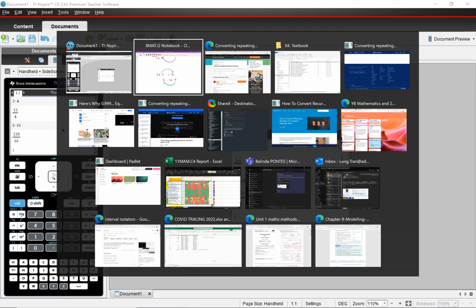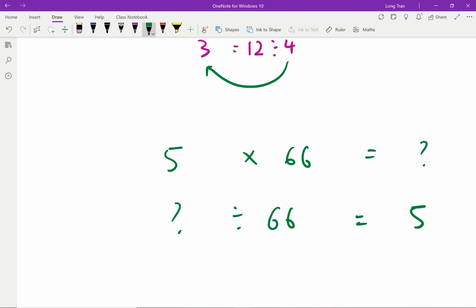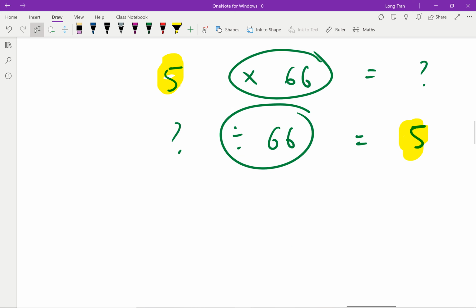So think about it. What I'm trying to say here is that if I said 5 times 66, right? Whatever this answer is, doesn't matter. Take that answer and divide by 66, you should get 5, right? So as long as you do the opposite, which is times 66 and then divide 66, you should end back with the same number.